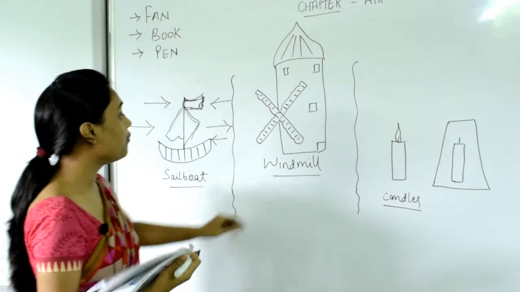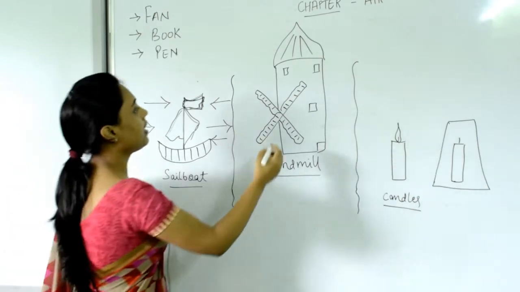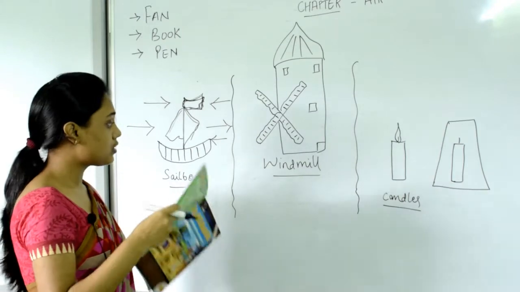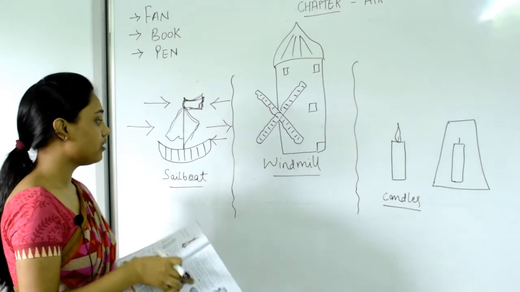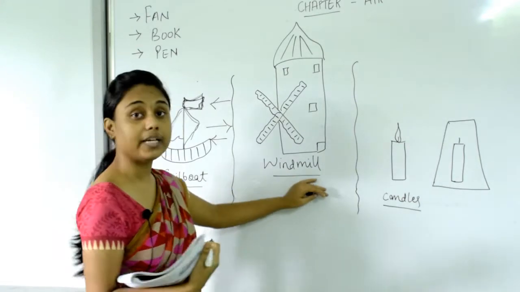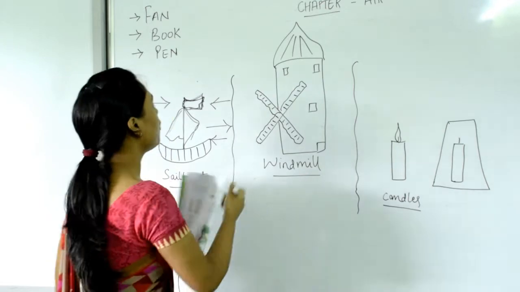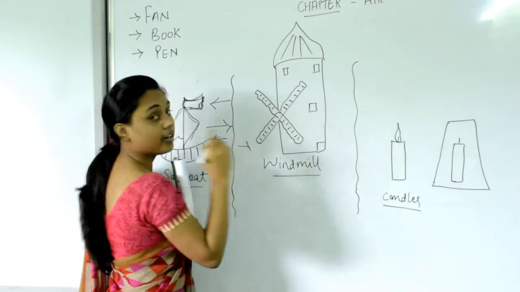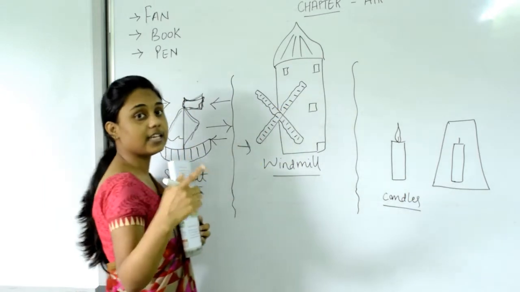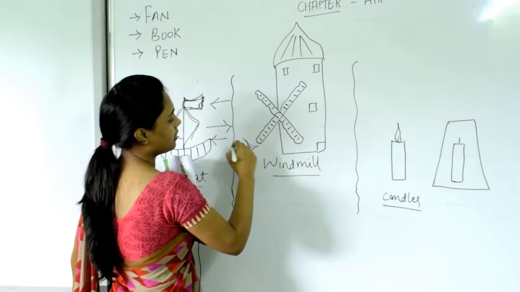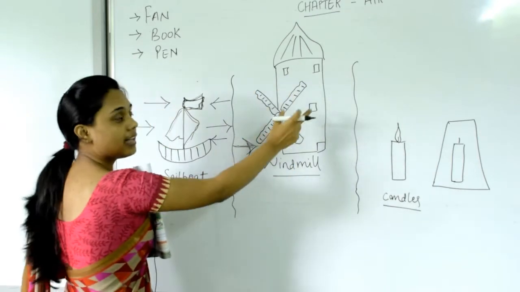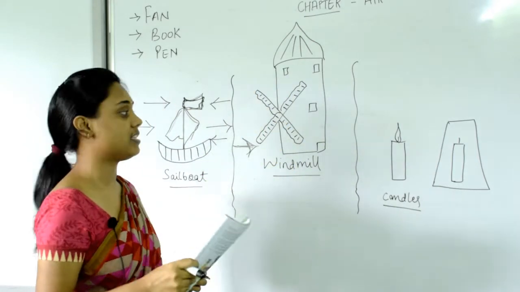Now we have a windmill. See, they are the blades of the windmill. A windmill also needs air to move. We get electricity from a windmill. A windmill generates electricity, okay? When the air moves, it starts rotating and the electricity is generated, okay? Air gets in touch with this and it rotates, and this windmill will generate electricity.